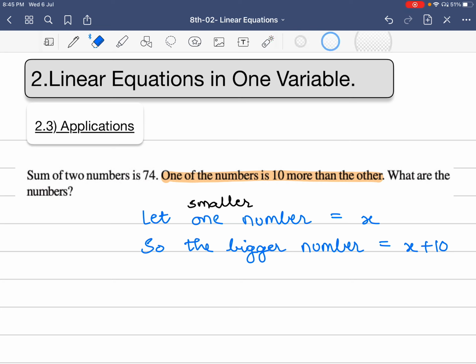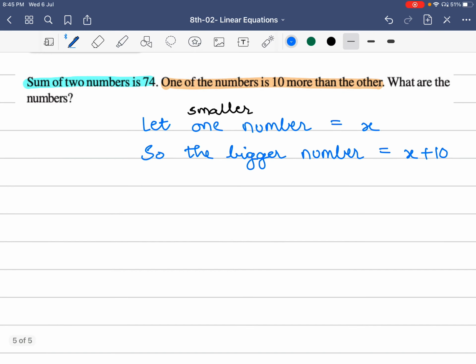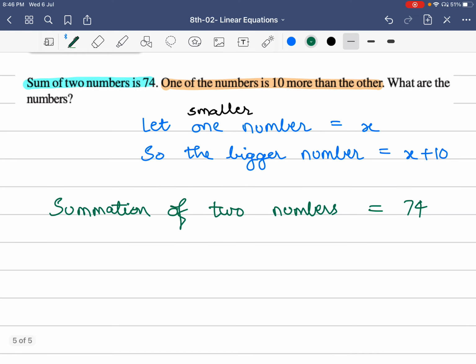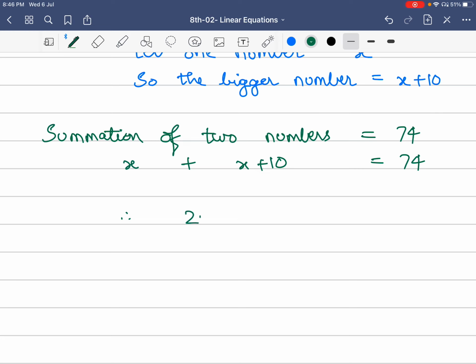Now let's go to the first statement. Sum of two numbers is 74. So if one number is x and the other number is x plus 10, what will be their summation? That summation will be 74. So summation of two numbers is equal to 74. But what is summation of two numbers? It will be x plus x plus 10, that will be equal to 74. And therefore we basically will get 2x plus 10 will be equal to 74.